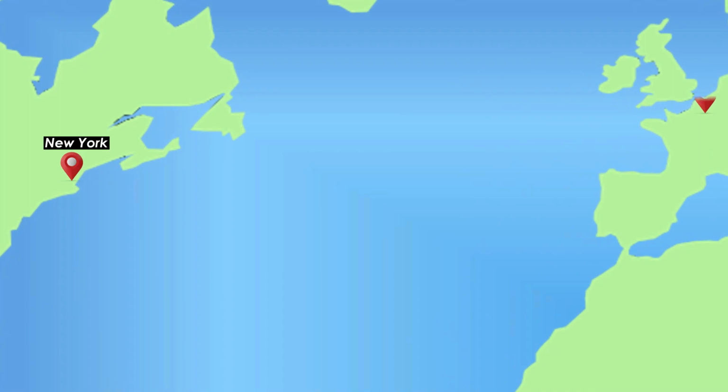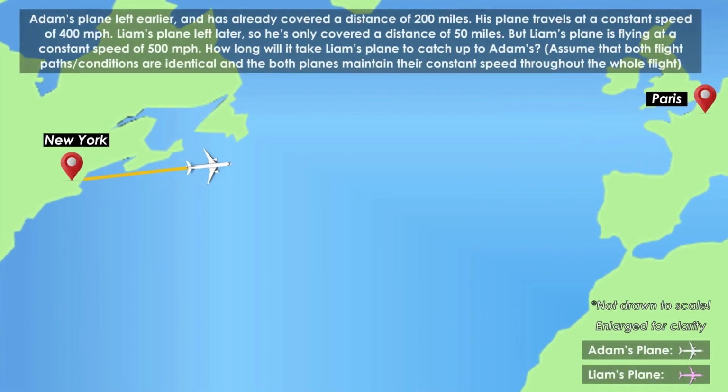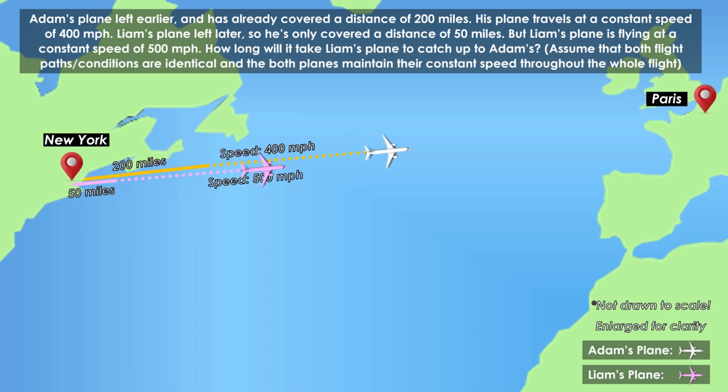Adam's plane left earlier and has already covered a distance of 200 miles. His plane travels at a constant speed of 400 miles an hour. Liam's plane left later, so he's only covered a distance of 50 miles. But Liam's plane is flying at a constant speed of 500 miles an hour. How long will it take Liam's plane to catch up to Adam's?